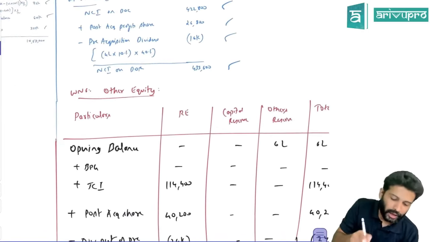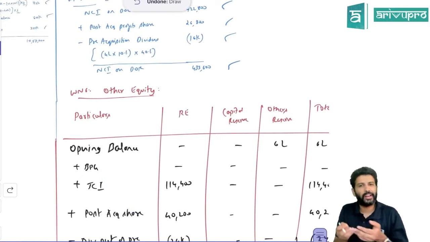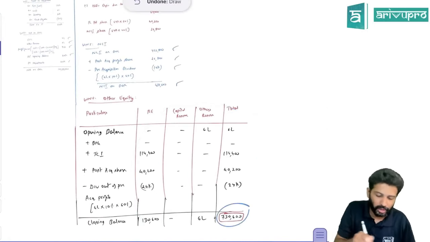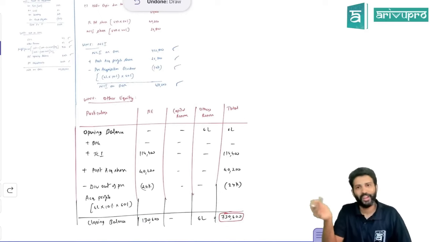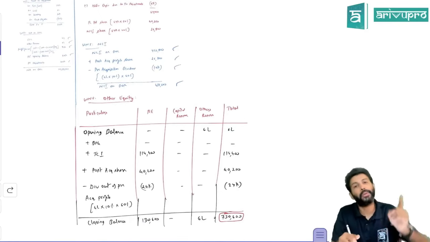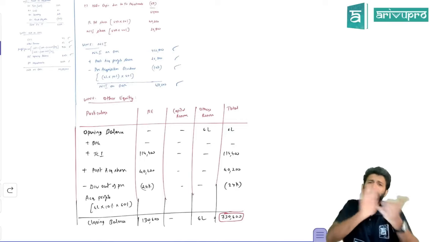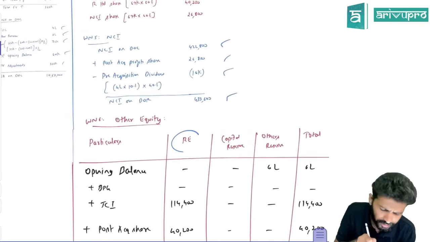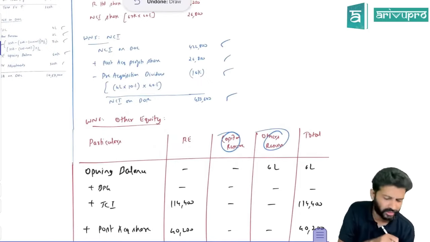Then lastly is the other equity working note. It's not really a working note, it's a note number. We are preparing this in such a way that you can directly take this number and show it in the balance sheet. You can present this in any format, but if you present in this format, you can straight away take this number and show it in the balance sheet. In the balance sheet you would show other equity, and under other equity all the reserves will come. So I've called out all the reserves: retained earnings, capital reserve, other reserves, total.